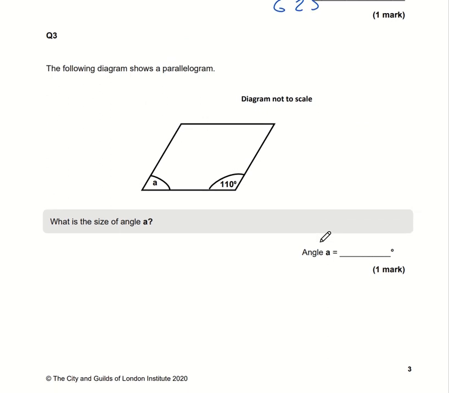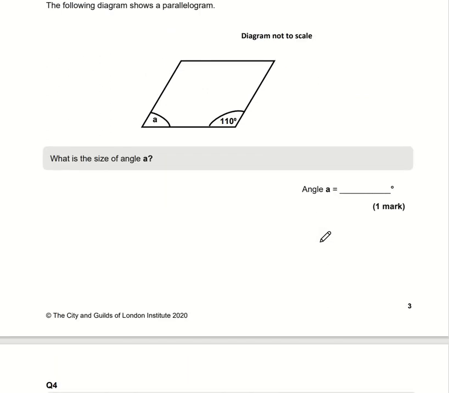Question number 3. The following diagram shows a parallelogram. This question is relatively okay if you know some key properties about parallelograms. These two angles here add up to 180. So 180 take away 110 is the value of angle A. 0 minus 0 is 0. 8 minus 1 is 7. 1 minus 1 is nothing. So A is 70 degrees.